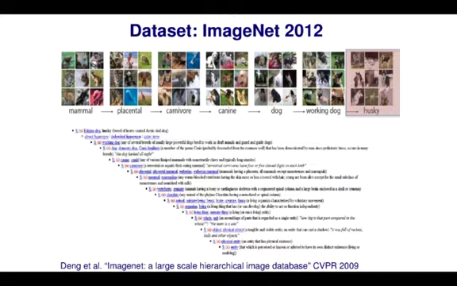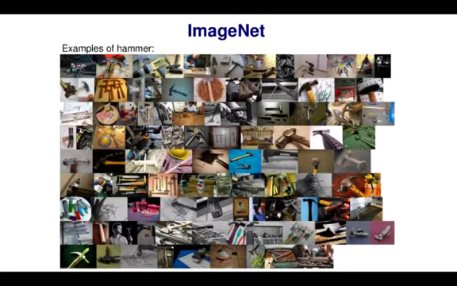No, they did some standardization. The data set is constructed for computer vision problems, and I think they did standardization of sizes and standardization of labels and so on. All right, so here's an example of hammer images in the ImageNet data set.